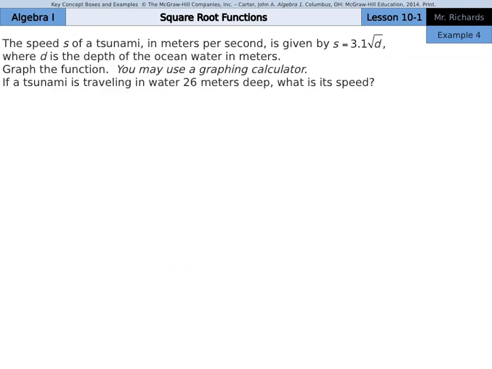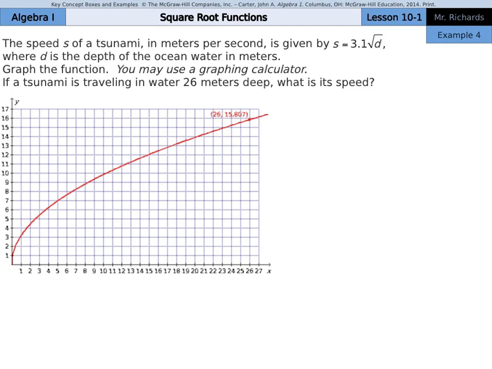In example 4, the speed s of a tsunami in meters per second is given by s equals 3.1 times the square root of d, where d is the depth of the ocean water in meters. Graph the function. You may use a graphing calculator. If a tsunami is traveling in water 26 meters deep, what is its speed? If you were to graph this on a graphing calculator, this is what it would look like. When we look here, we have our depth on the bottom, meters deep, and we have our speed here on our y-axis. And so if we just look at where it's 26 meters deep, it's about 15.8.